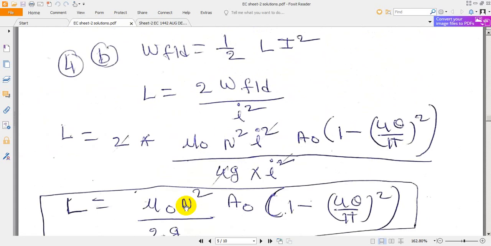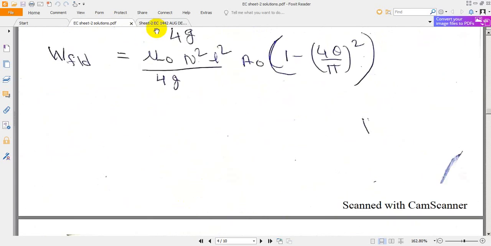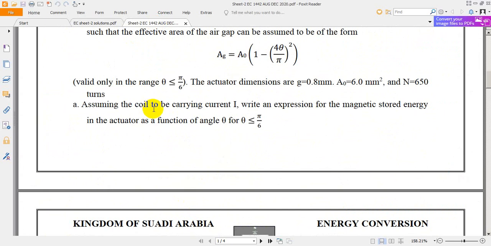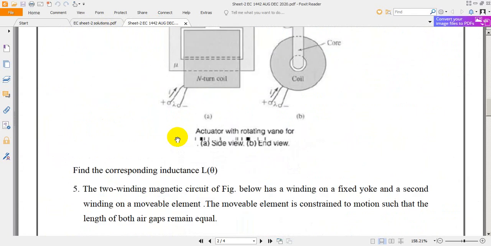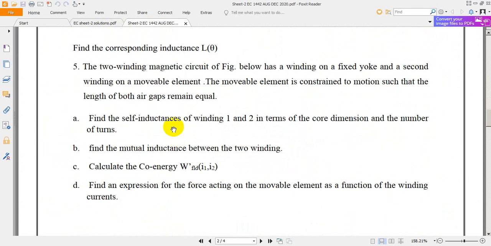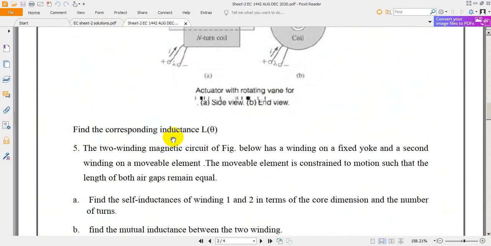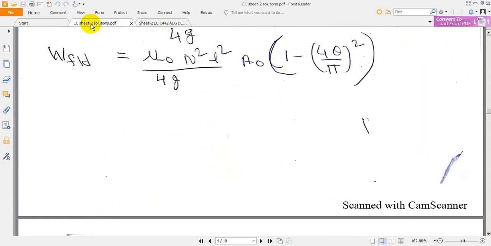With this, we have finished 4 problems related to the energy storage in magnetic circuit, and the remaining problems will be discussed in the next session, where we have multiple coils. These first 4 problems are related to single coil energy storage problems. With this I conclude. Let us stop it here. In the next video you will see problems related to multiple coils.